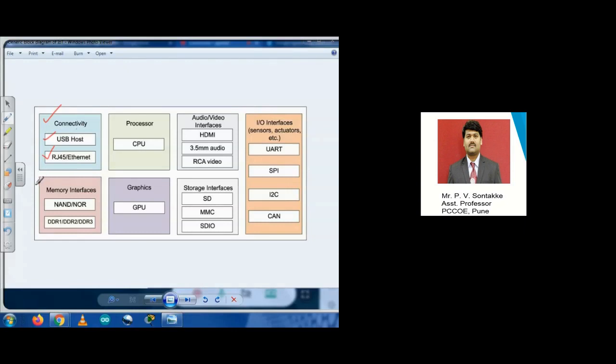Now, the second most important part is the memory interfaces. Each device should have memory interfaces so that whatever sensor data has been captured can be processed on the development board. To process the data in real time, we need certain random access memory, RAM.